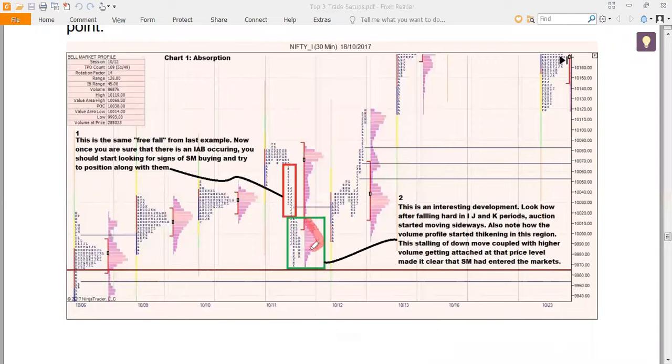Here you can see that volume is getting attached. We are moving sideways on time. All these are signs that smart money is coming in, and all these weak traders who were throwing their positions were absorbed by the smart money. Now this is the sign that smart money may be coming in, but we need some confirmation, and that is what we get on the next day. Let's look at the next chart.